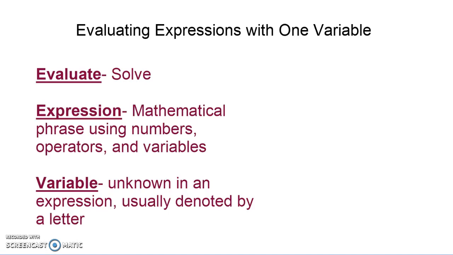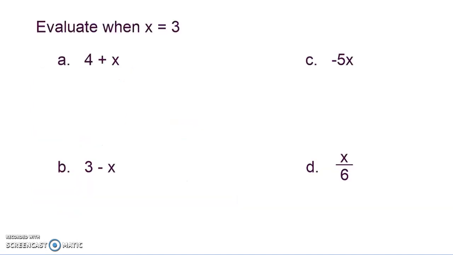A variable is an unknown in an expression, usually denoted by a letter. Most commonly, you will see n, x, and y as the variables. So now that you have those few definitions, let's move on to a few examples. In this first example, it says evaluate when x equals 3. So this means solve when x, which is our variable, equals 3.